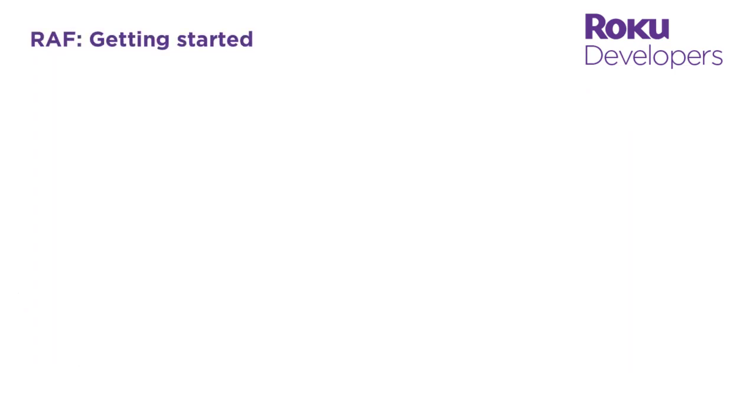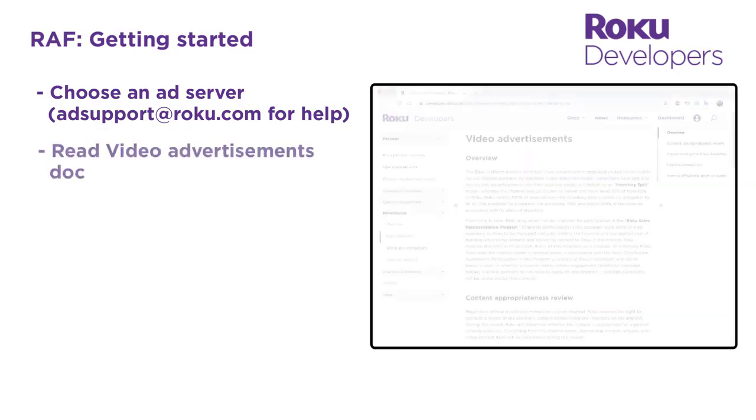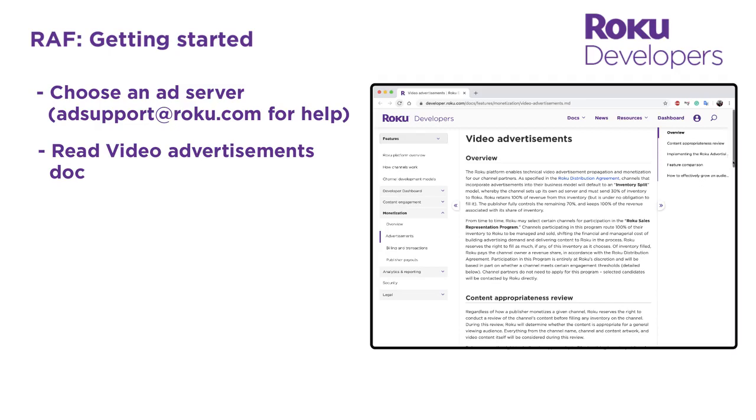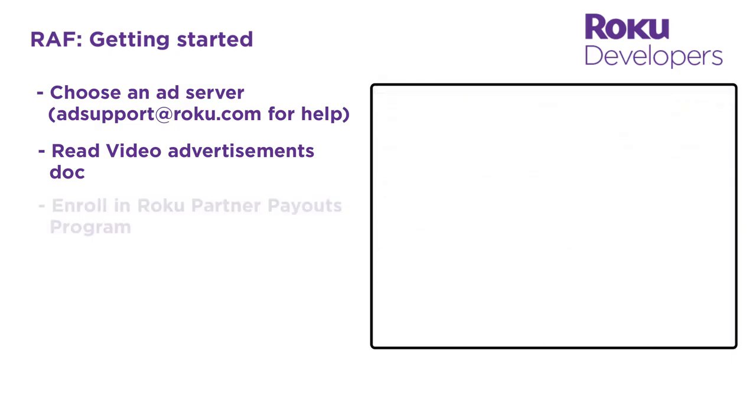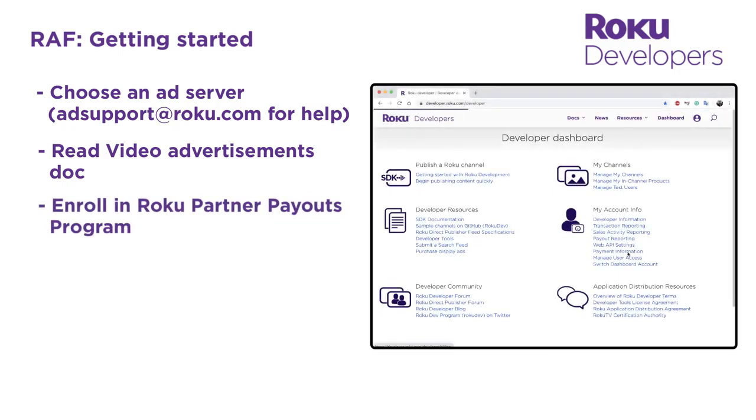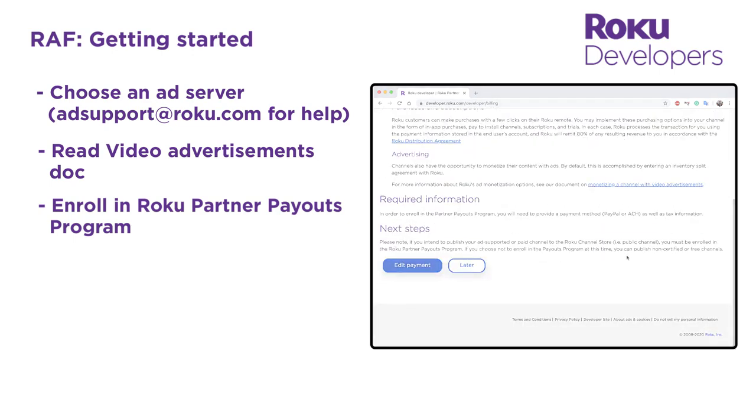To get started with your RAF integration, identify your first or third-party ad server. If you don't have an ad server, contact adsupport@roku.com for recommendations or alternative ad serving solutions. Read the video ads feature documentation for an overview of video ads on the Roku platform. Enroll in the Roku Partner Payouts program. In order to monetize ad-supported content, you need to provide a payout method and tax information.